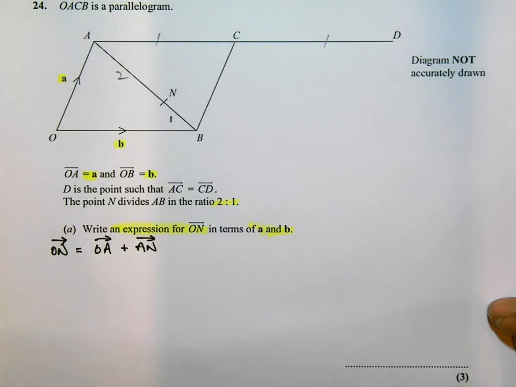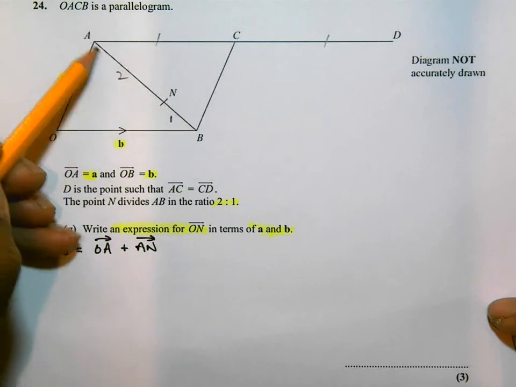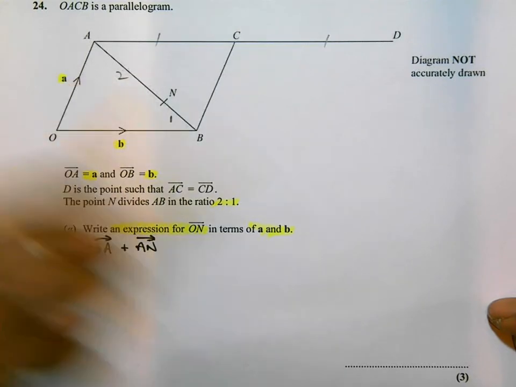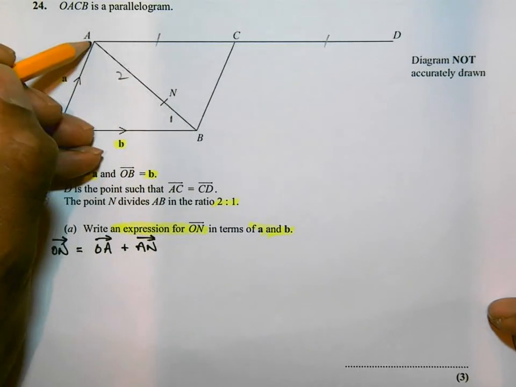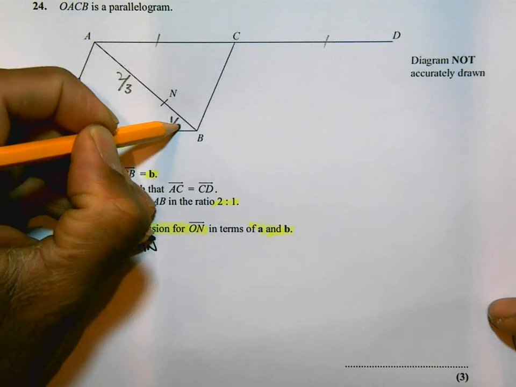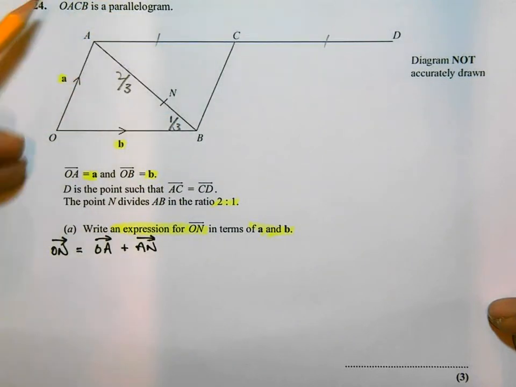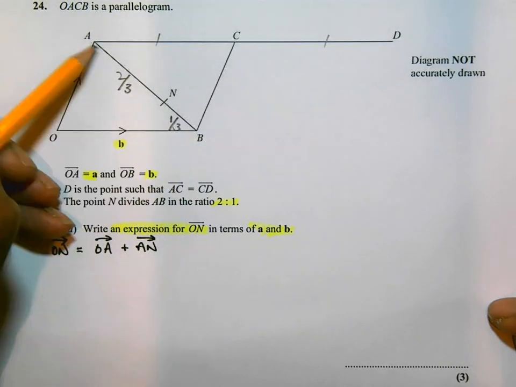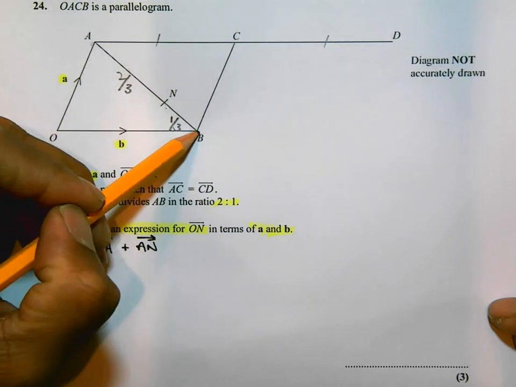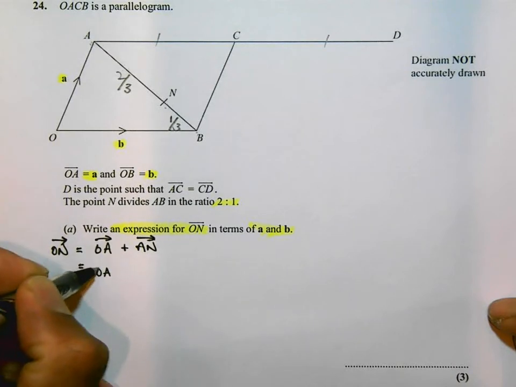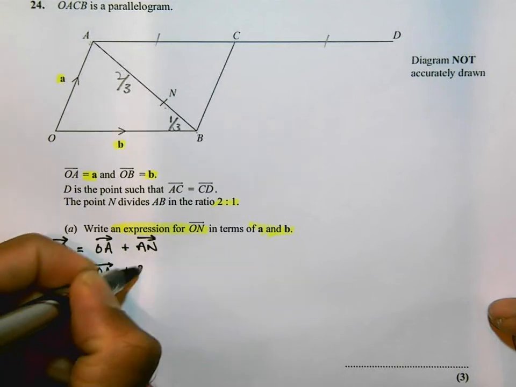A to N is going to be a fraction of AB. Now, the ratio is 2 to 1, so that's 2 parts to 1 part. How many parts is that altogether? That's 3 parts. So AN is going to be 2 out of 3, and BN is going to be 1 out of 3. What that means is AN is 2/3 of AB. A to N is 2/3 the length of AB. So I could say that my journey is going to be OA plus 2/3 of AB.